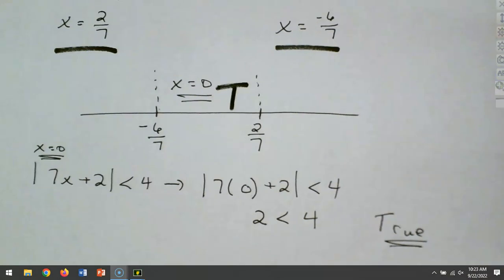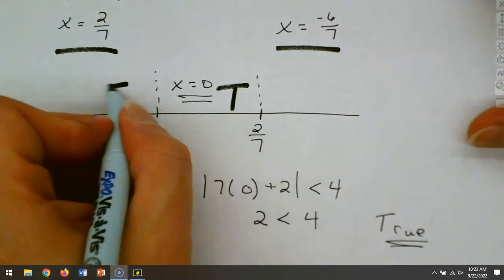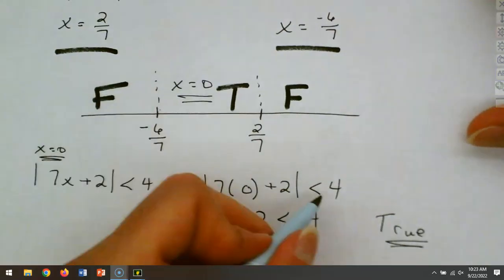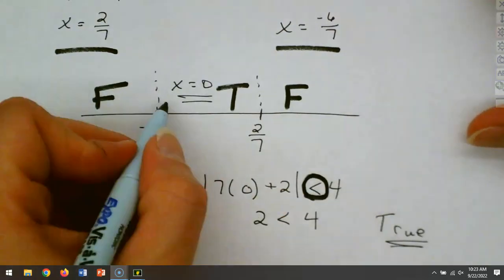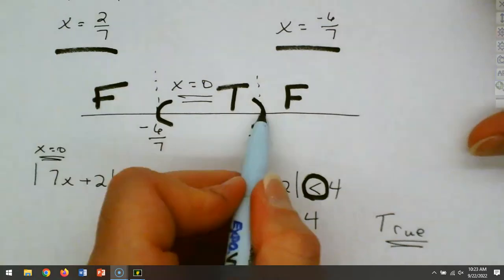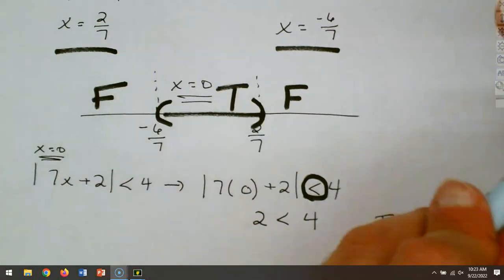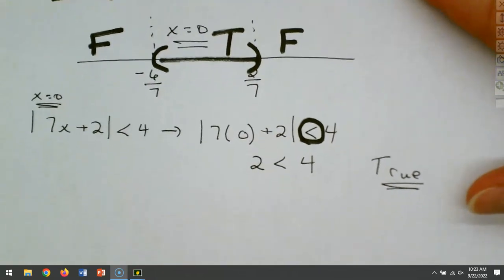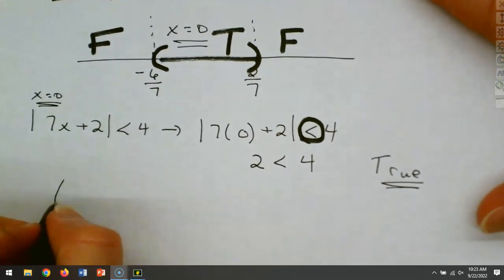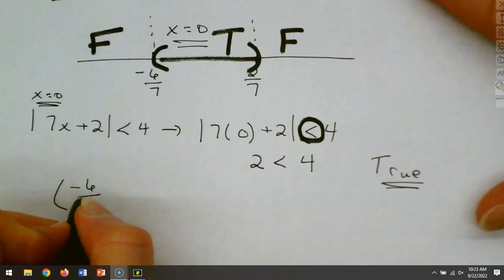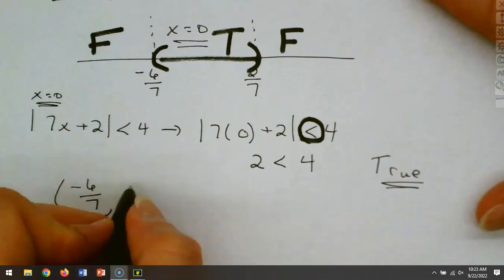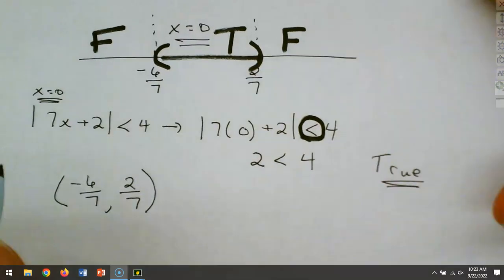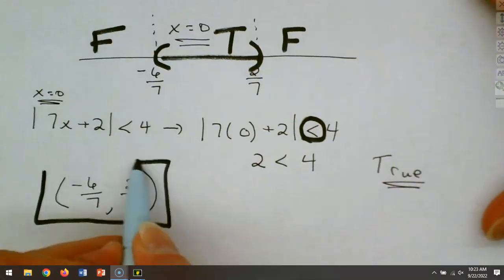And if this came out to be true, then the edges are going to be false. And in this case, they have parentheses, right? And my answer is right here in the middle. So what does it look like now in interval notation? Well, it looks like parentheses of minus 6/7, comma, 2/7, both with parentheses.